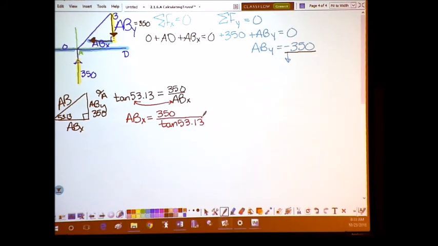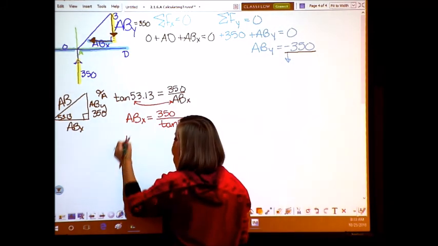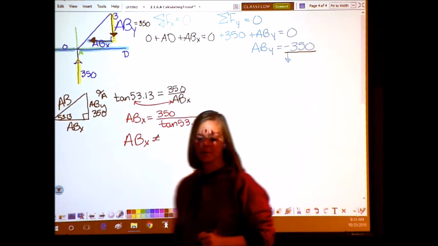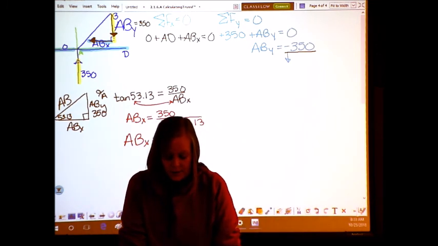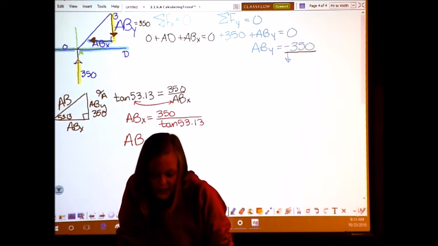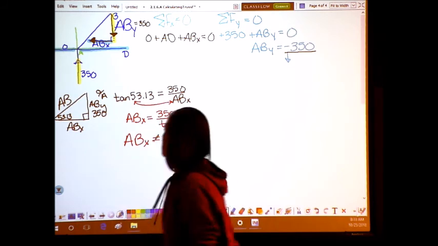Okay, type that into your calculator. To 4 significant digits, tell me what ABX is. 262.5.